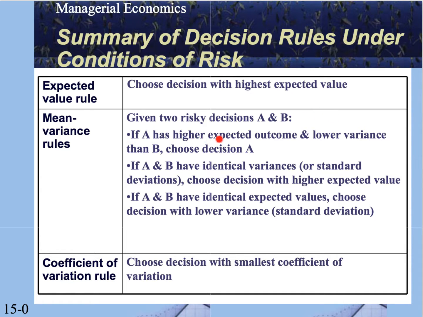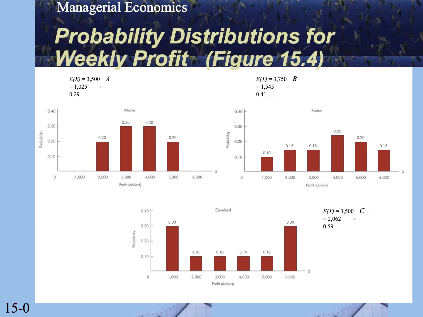We can make an example. We take two risky conditions, A and B. If A has a higher expected outcome and lower variance than B, we will choose A. If we have identical variances, we will choose the decision with higher expected value. If we have identical expected values, we will choose the decision with lower variance. Then we have the coefficient of variation rule, and we will choose the decision with the smallest coefficient of variation.